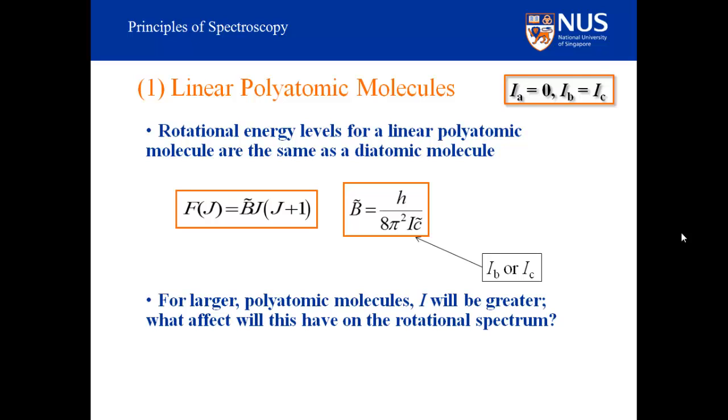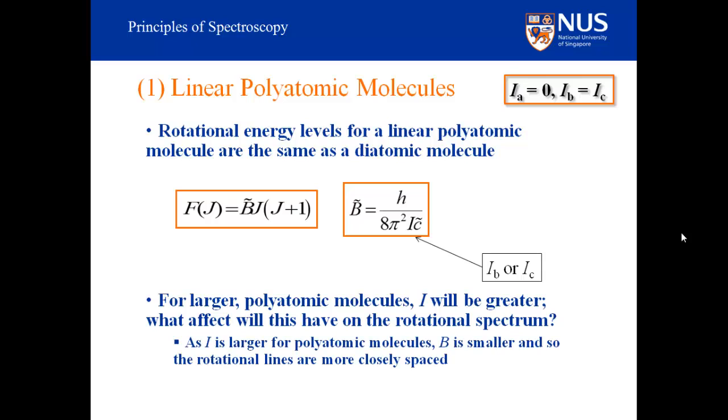So what does this mean? If our moment of inertia is larger, it means that my rotational constant is going to be smaller. And remember, the spectral lines are approximately 2B apart. So that means that the spectral lines for polyatomic systems are going to be much closer together than they were for the diatomic system. And we can rationalize that in exactly the same way as we did for the diatomic systems when we were talking about the effect of centrifugal distortion.